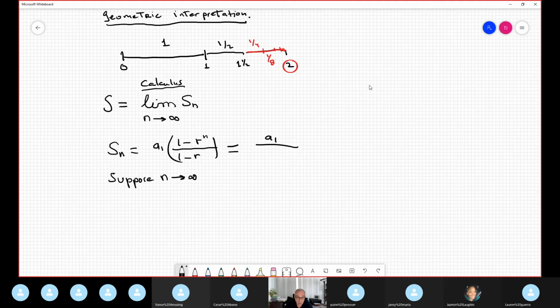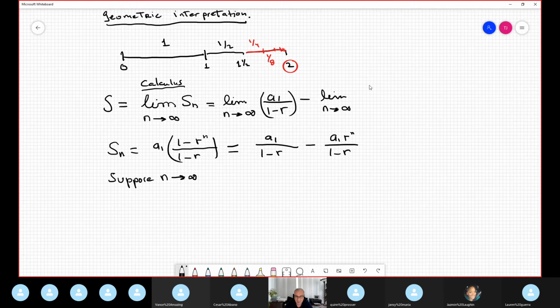The first is a1 over 1 minus r, so you split the common denominator, and the second one is a1 r^m over 1 minus r. Then you apply the limit when n approaches infinity. We have two expressions: a1 over 1 minus r minus another limit, a1 r^m over 1 minus r. Professor, but I don't understand the limit very well. It's also plugging in.